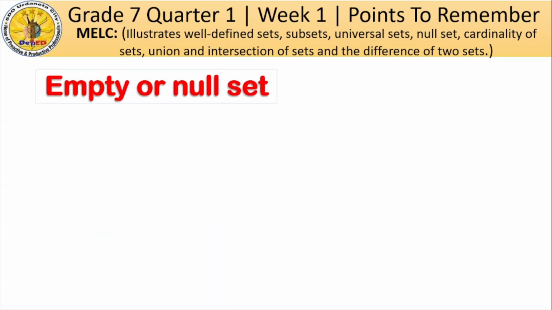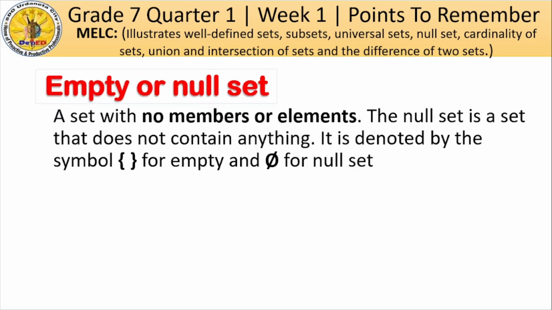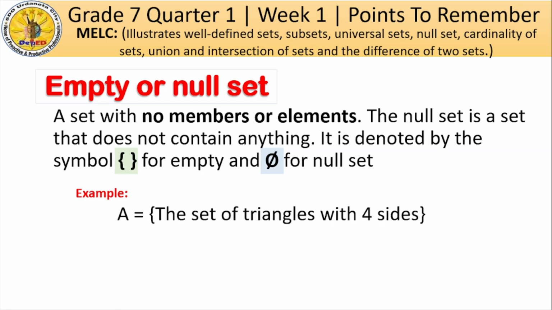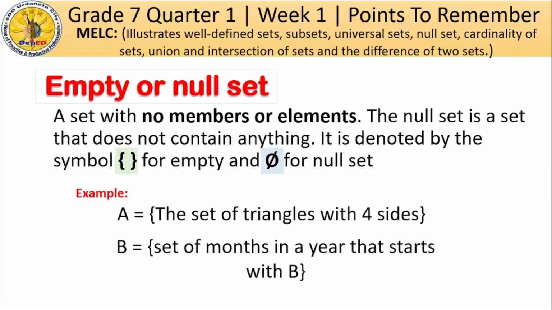This time, let us define the term empty or null set. We say that a set is an empty or a null set if the set has no members or elements. The null set is a set that does not contain anything. It is denoted by this symbol for empty set and this symbol for null set. For example, set A is the set of triangles with 4 sides. At alam naman natin that all triangles have 3 sides, and there's no triangle that has 4 sides. Therefore, this is an example of an empty or null set.